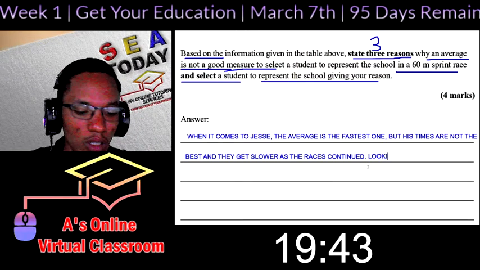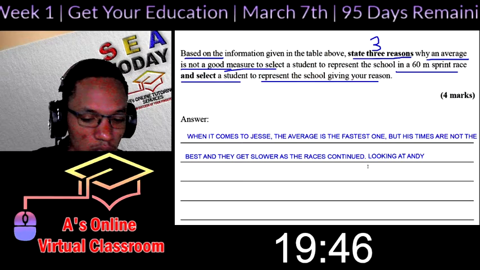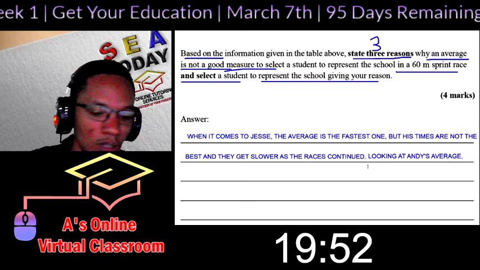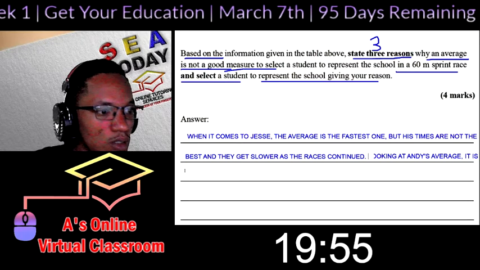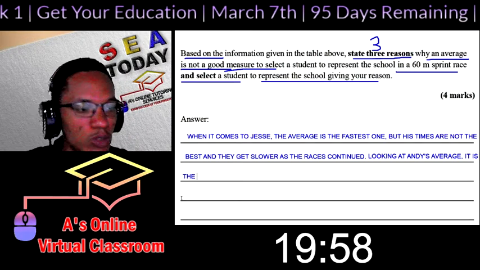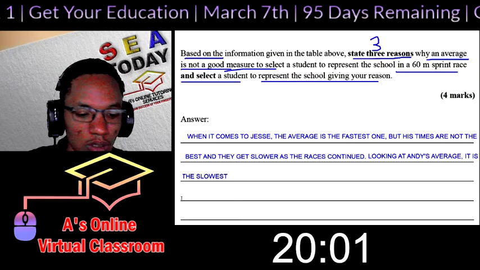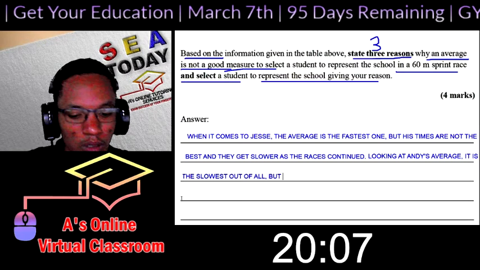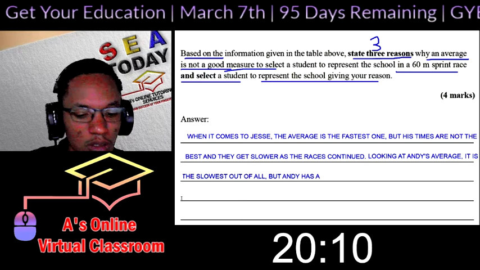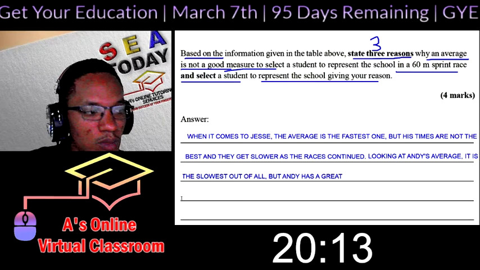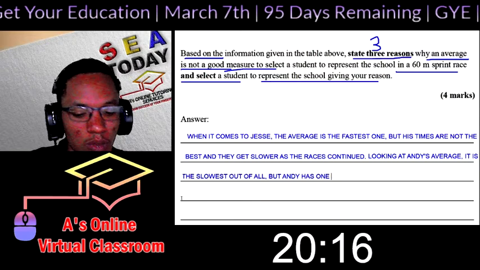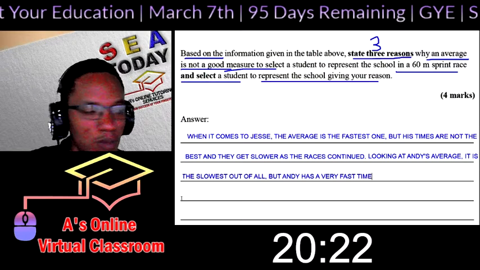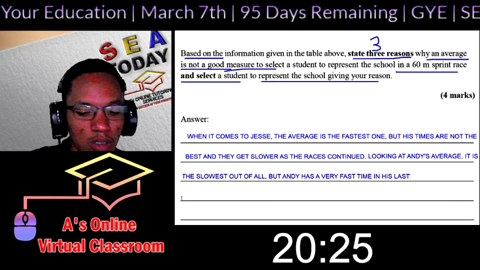So looking at Andy's average, it is the slowest out of all, but Andy has a great time, one very fast time in this last race.